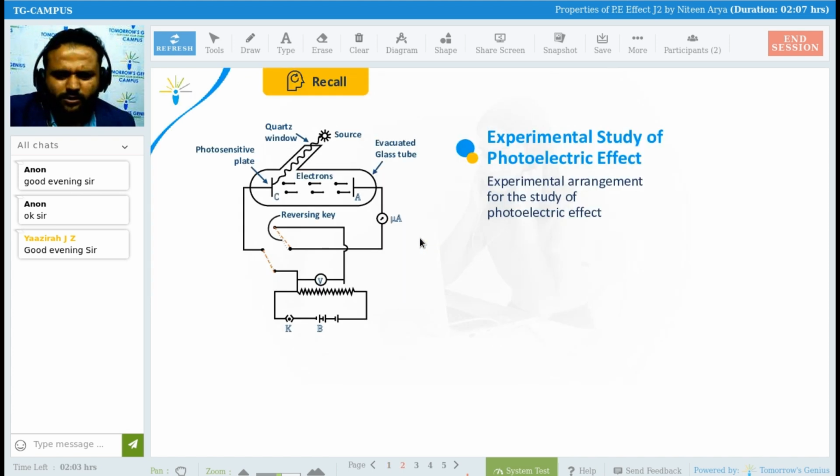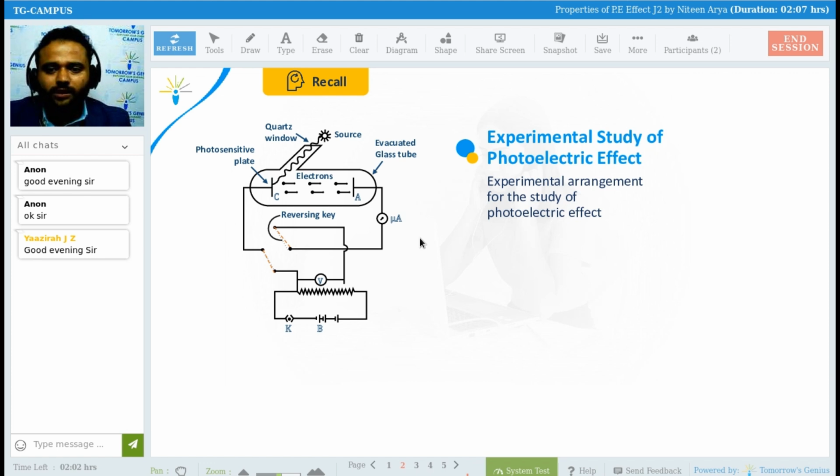Okay. So this is going to be a bit of a revision of the previous lecture. What we did in the previous lecture, we did a study about the PE effect in great detail. What is the PE effect? Photoelectric effect, right? We did the photoelectric effect and the experimental setup about the photoelectric effect in the previous class. Is this clear, everyone? Got it?